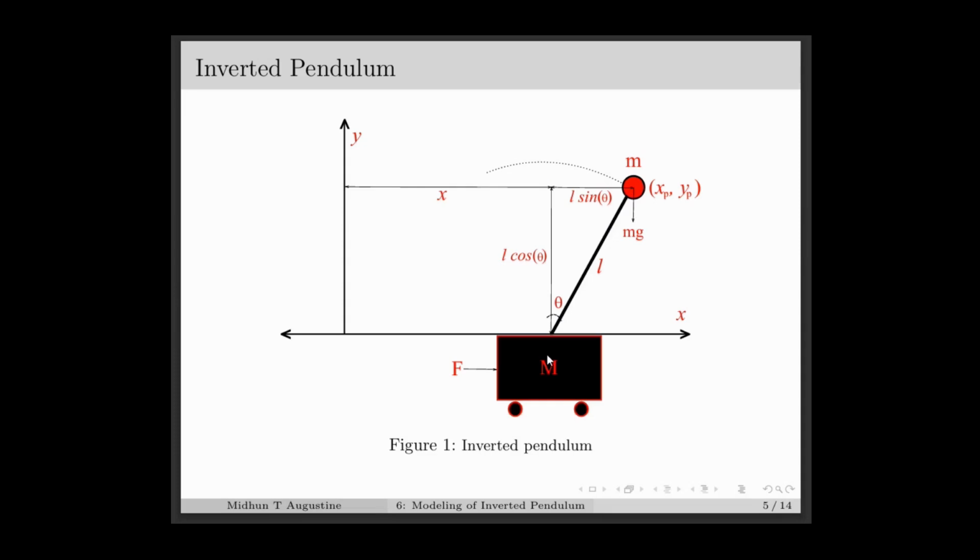Therefore, in the case of the pendulum cart system, we will try to stabilize the pendulum at its equilibrium by moving the cart in the right and left direction. Here, this pendulum is fixed on the cart in such a way that it can rotate in only one axis.